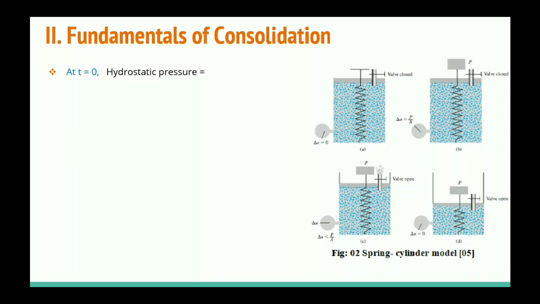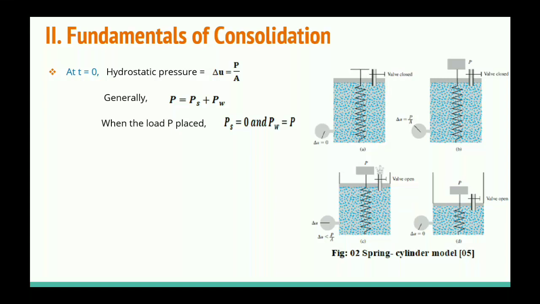So at t equal to 0, or initial time, the hydrostatic pressure will be P by A, because at this point of time all the load is supported by the water. Generally we can write P is equal to PS plus PW, because whatever load is applied on the piston is registered by the spring and the water, where PS is the load registered by the spring and PW is the load registered by water. So initially when the load is placed, PS is 0 and PW is P.